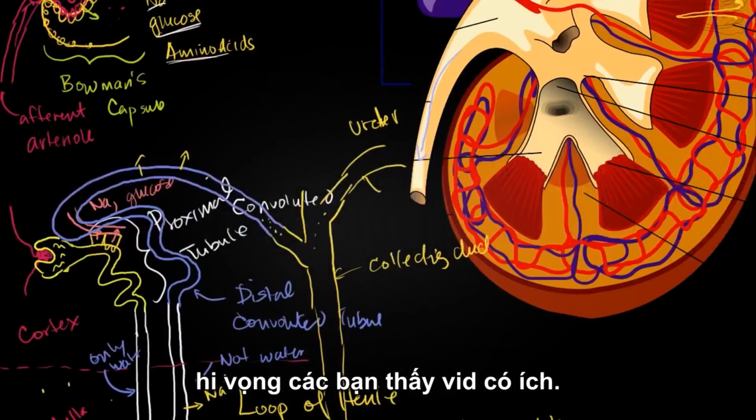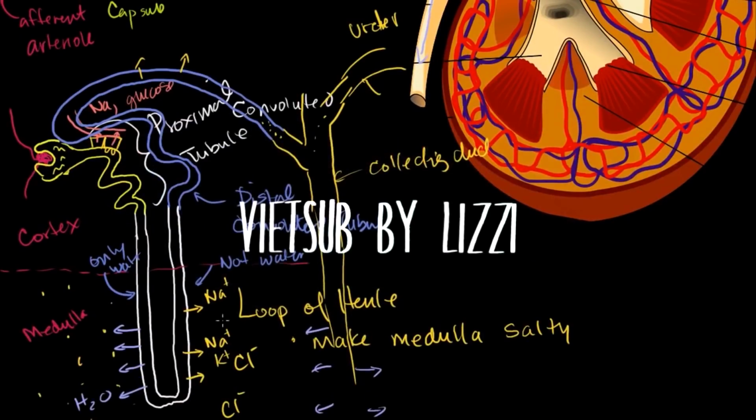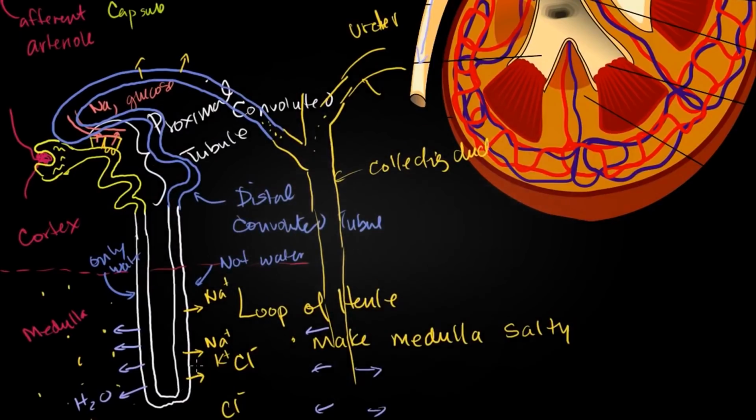So hopefully you found that helpful. And I think the neatest thing here is just how we actively reabsorb the water, and in my mind, that is the neatest part in the loop of Henle.